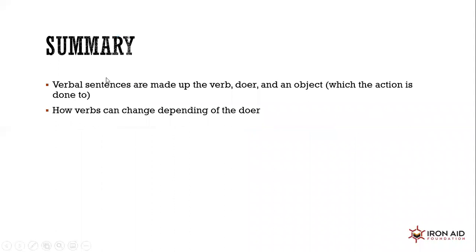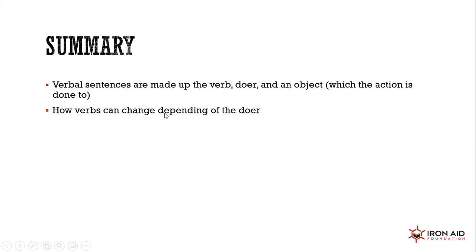So the summary of today's lesson is that verbal sentences are simply made up of a verb, a doer, and an object. Don't get too bogged down by the Arabic terms, as you don't need to. The fi'il, fa'il, and maf'ul bihi: verb, doer, and object. The verb will be the verb itself. The doer would be in the marfu case and will have a dhamma, and the object will be in the mansub case and will have a fatha. That's what you need to take from this.